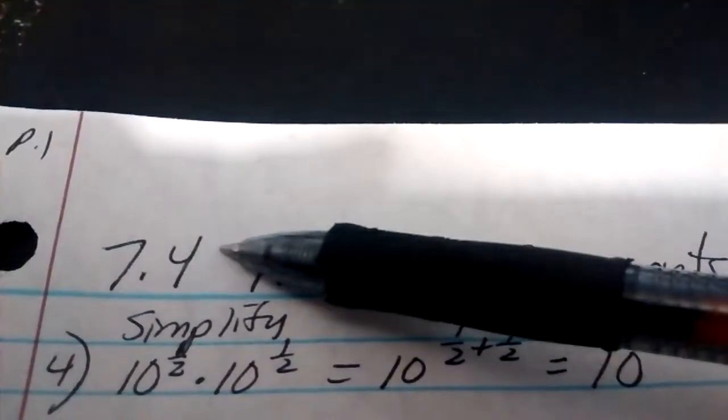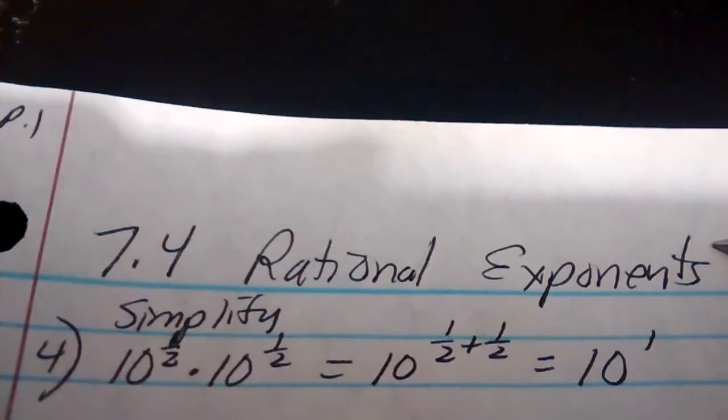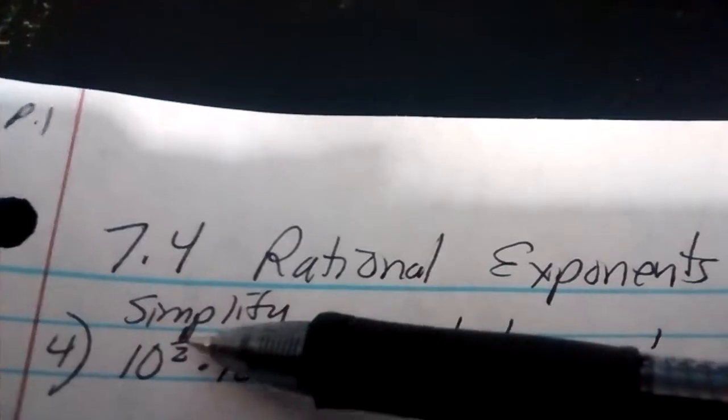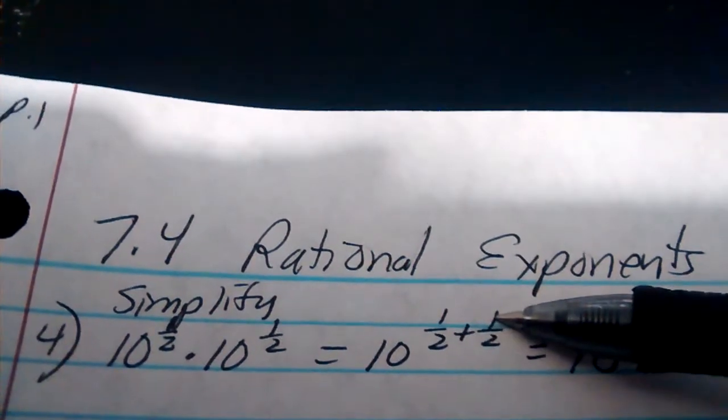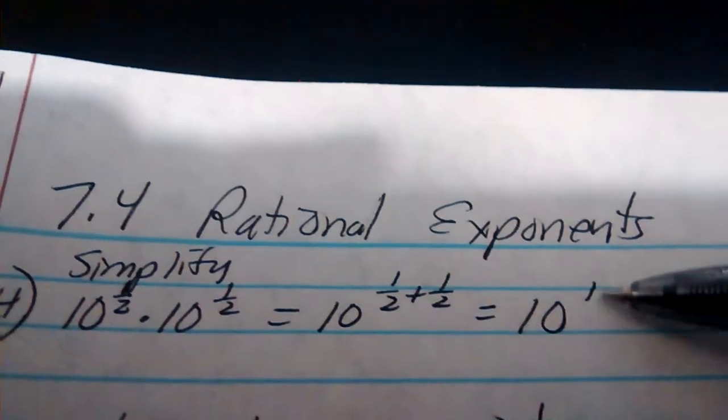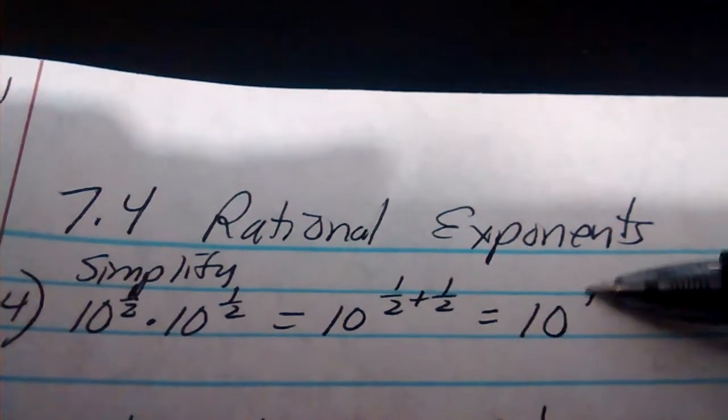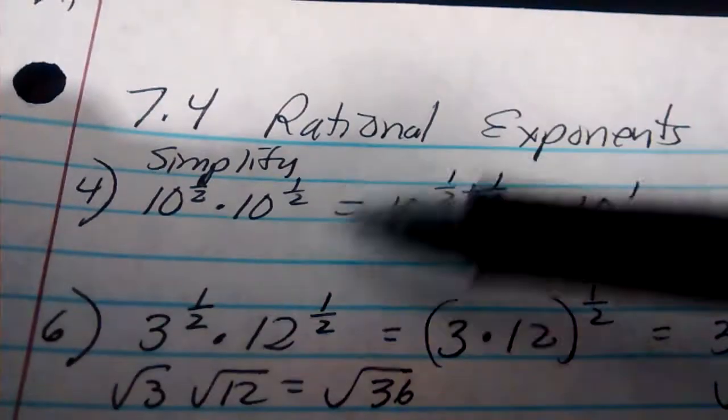Okay, we're going to be working on textbook 7.4 Rational Exponents. To simplify, since these bases are the same, you can add the exponents. And that makes it 10 when you're finished, because 1/2 plus 1/2 is 1.